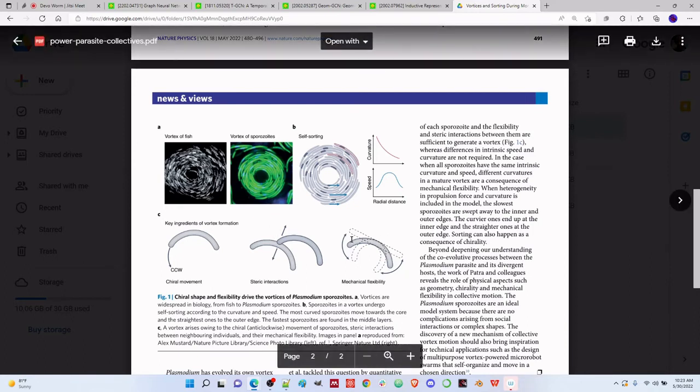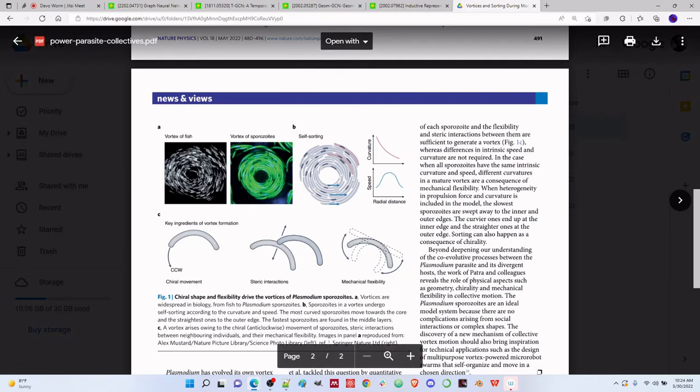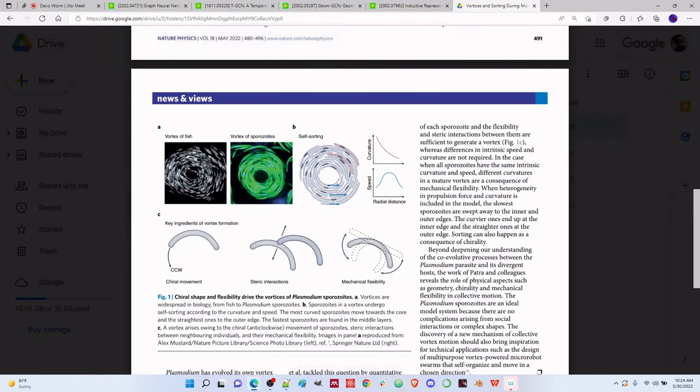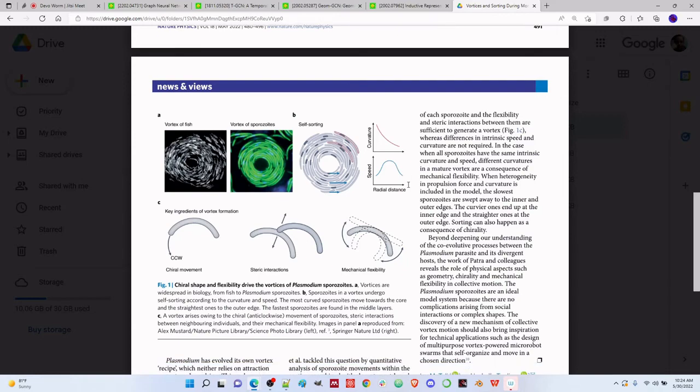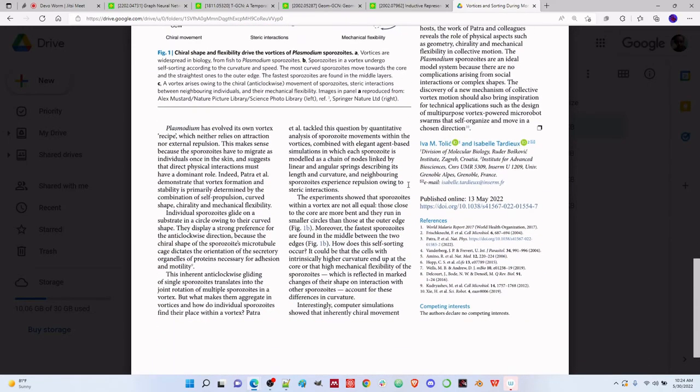And then those three things together form these vortices. You can see a vortex of fish at the left, a vortex of sporozoites in the middle, and then a self-sorting example with the same phenotype on the right. So this is sort of a control for a self-sorting phenotype. This is a vortex of fish, and then the vortex of sporozoites is sort of in between there. So that's an example from this one parasite.